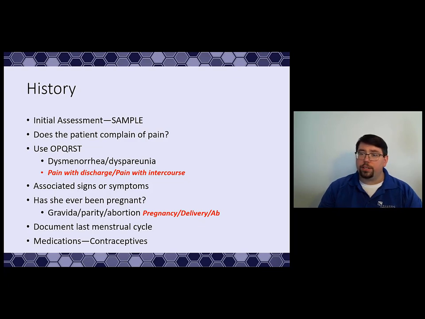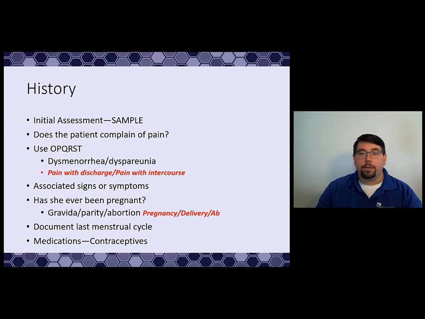We also want to know if the patient's ever been pregnant. We know that if there's a possibility that the patient's been pregnant, we want to take that seriously, especially if they're of childbearing years and complaining of abdominal pain. We want to document when was their last menstrual cycle, recognizing that a normal 28-day cycle should occur. That doesn't always happen, so there are going to be times where we want to pay close attention to that.